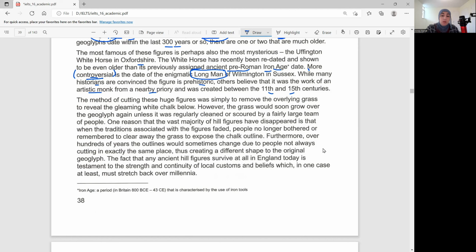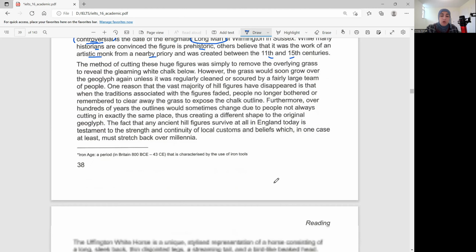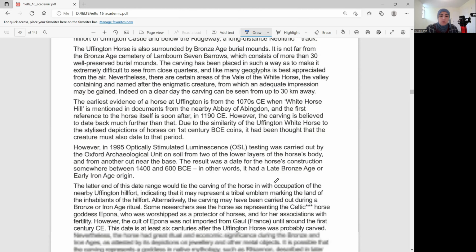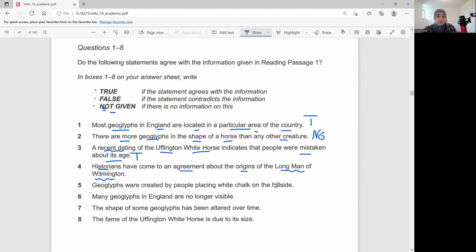Did they agree on how old this figure is, or how old this geoglyph is? Not really. So I would actually choose false here, because we have two groups of people, and each one has a different opinion about it.